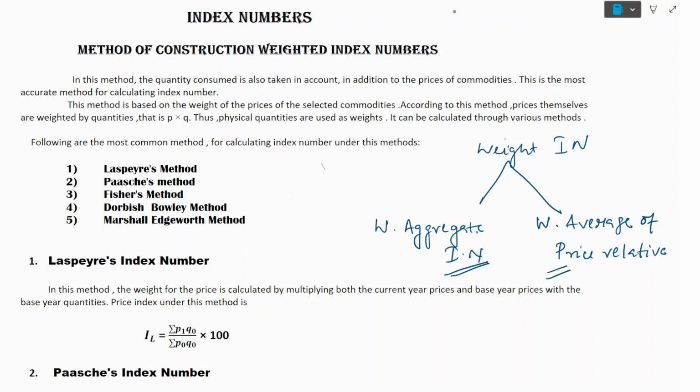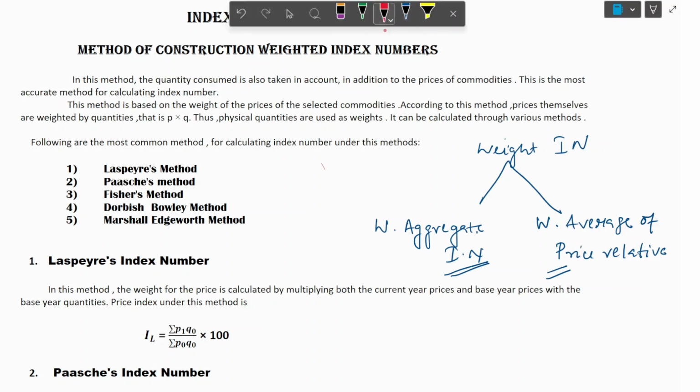Now here, this weighted aggregative index number is further divided into 5 different types, that is Laspeyres method, Paasche method, Fisher's method, Dorbish-Bowley's method, and Marshall-Edgeworth method. Through these methods, you can find the index numbers, that is Laspeyres index number, Paasche index number, Fisher's index number, and so on. Now we are going to learn how to construct the index number by these 5 different methods.